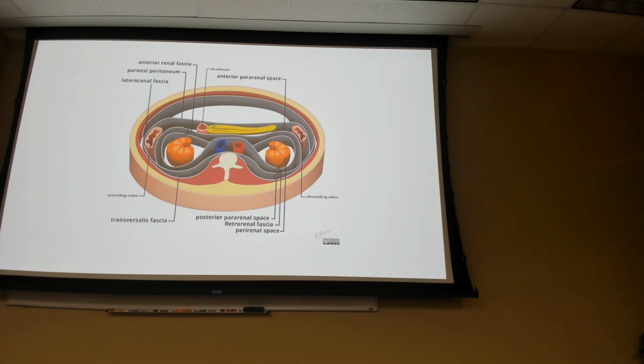All right, and here's a good picture. So this is how our body is divided when we talk about the retroperitoneum. It's a great little pictorial representation of what's in there.